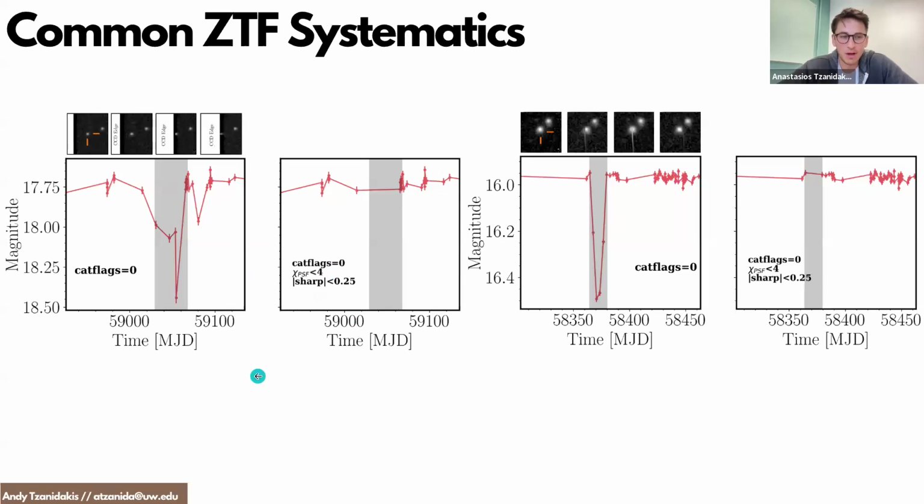Here I just had a slide talking a little bit about what kinds of systematics we're seeing. The most common ones are mostly CCD edges. If a star is going in between and out of the CCD edge, it could create these fairly convincing dipper-like events that our pipeline was picking up. And then other things like bad columns. If the star is going between the bad columns, it can also create these sort of dip-like events.